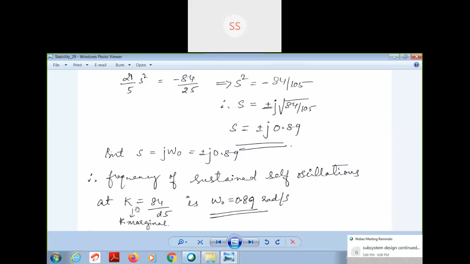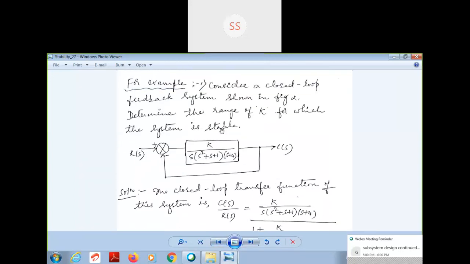Therefore, the value of k for which the system generates oscillations is known as k marginal, and in this problem the k value is 84 by 25. This is how the root array is used to find the range of k values in the given system. By looking at that range of k values, it is possible to set a suitable value for k for which the system doesn't oscillate and remains stable.